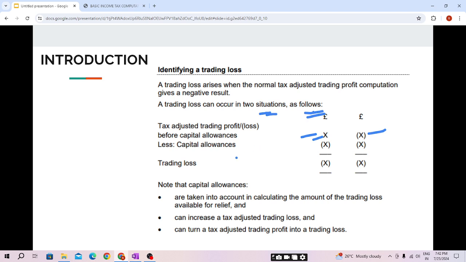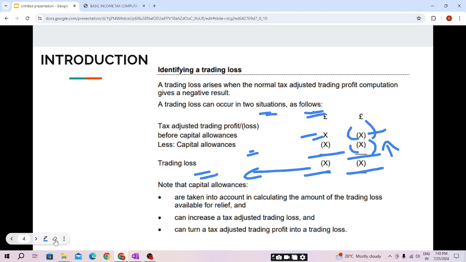After adjusting the capital allowance, it will be a negative number. It will be an expense. So, if the tax adjusted trading profit or loss figure before capital allowance is positive, after adjusting the capital allowance, we may arrive at a negative figure leading to a trading loss. Or if before claiming the capital allowance the amount is negative, after claiming the capital allowance we will also have a negative number. So this will increase our loss. If we have a loss figure before claiming the capital allowance and we claim our capital allowance, it will increase our loss.